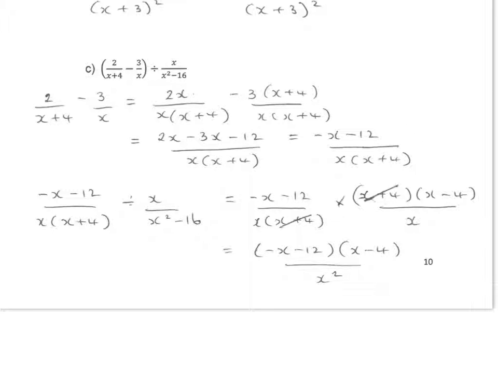Right, part C. We need to be careful of part C as we've got two operations going on, and we must remember our laws of BIDMAS. The laws of BIDMAS say we must do brackets first, so the bracket will come before the division. Taking the terms in the bracket, we've got 2 over x plus 4 minus 3x. Subtraction question again, meaning we need a common denominator.